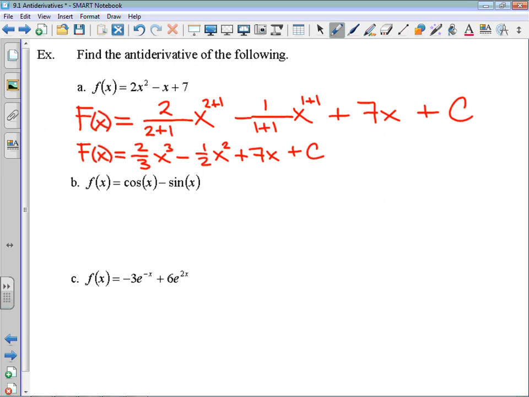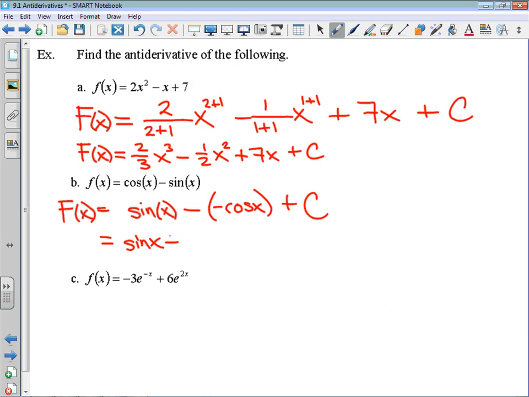All right, capital F of x for part B here. The antiderivative of cosine is sine, and the antiderivative of sine is negative cosine. And then we include our constant. Now, of course, we can clean that up, and we should write it as sine x plus cos x plus c. I would very much encourage you on a couple of these to check that that derivative takes us back to the original.